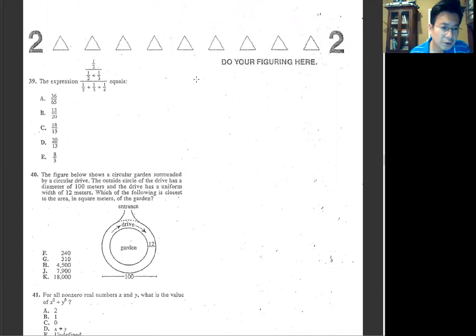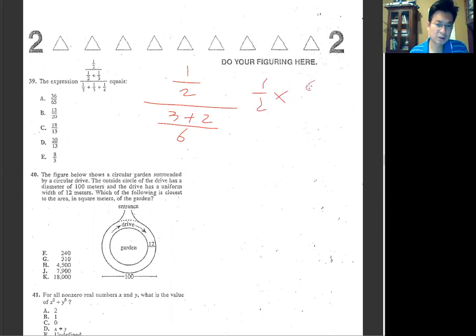Okay, from the top, you can just put it in the calculator and run it, and then you probably get a decimal number, and then you change it to a fraction. Let me just do it anyhow. The top one first, 1/2 over, this is 6, and then 3 plus 2, which means 5. So 1/2 times 6/5. So 3/5 is the top one.